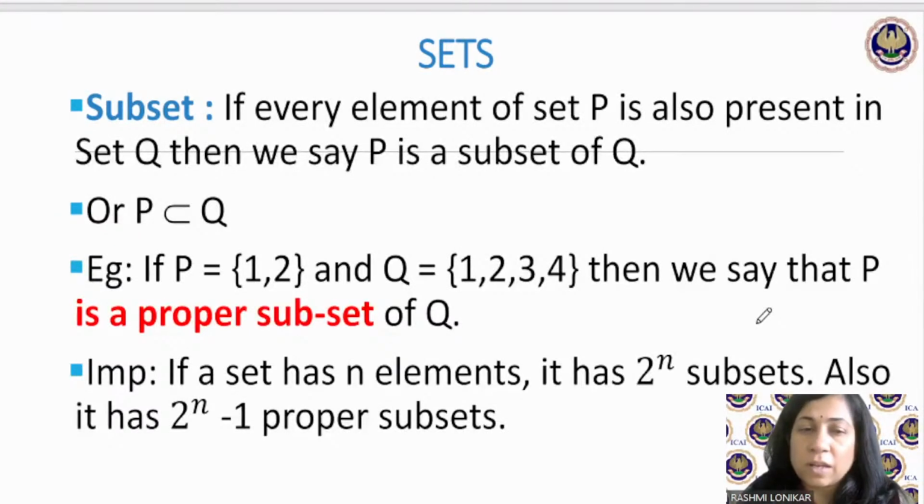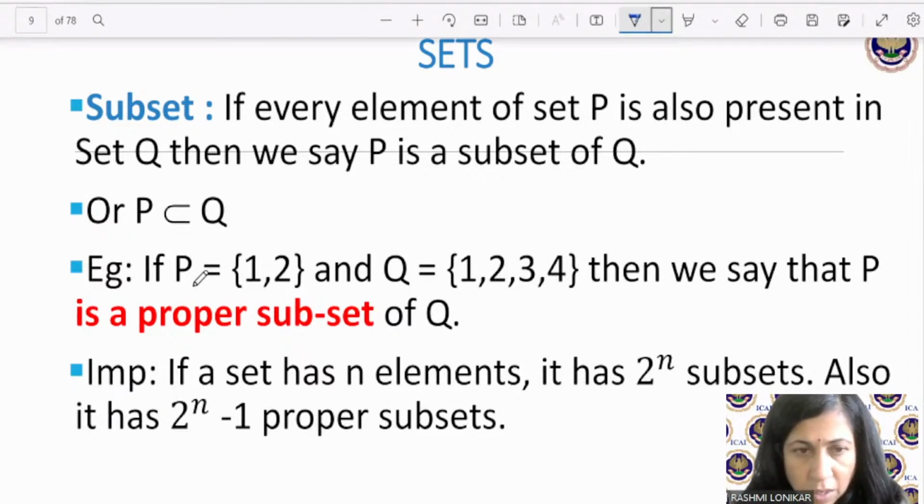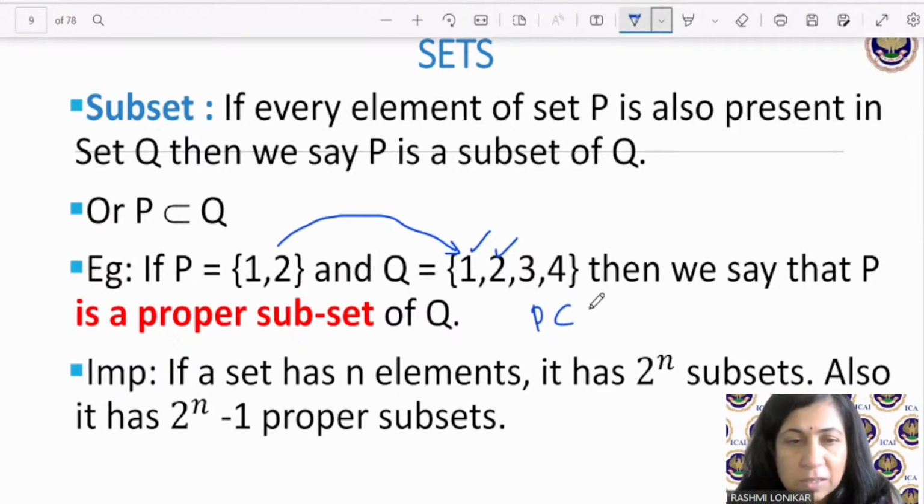Now, what is a subset? If every element of set P is also present in set Q, then we say P is a subset of Q. If every element of one set is present in the other set, then we say that the first set is a subset of the other set. Also, if not all the elements of Q are in P, then it is a proper subset. Here P contains 1, 2 and Q contains 1, 2, 3, 4. All the elements of P, are they present in Q? 1, yes. 2, yes. Any other? No. So we say P is a proper subset of Q.